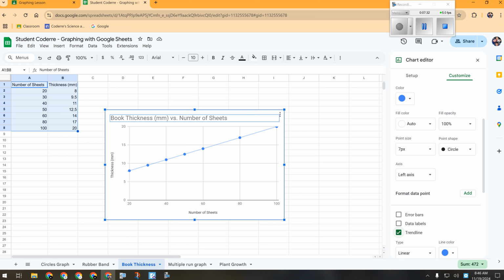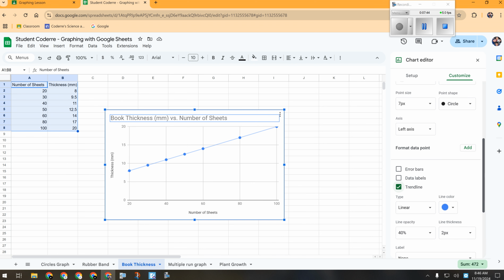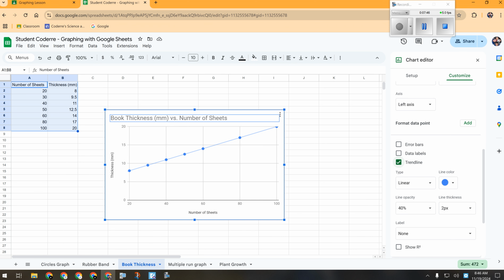Now that I've got that line on there, once I clicked trend line, a few more options show up underneath it. I'm just going to scroll down to see those options. Those options include what kind of line to draw. Linear is what we're going to use. Then it gives you some options about the line. I wouldn't change those, but this box here is important, where it says what do you want to label the line. Right now it doesn't have any label on the line. It's just listed as none.